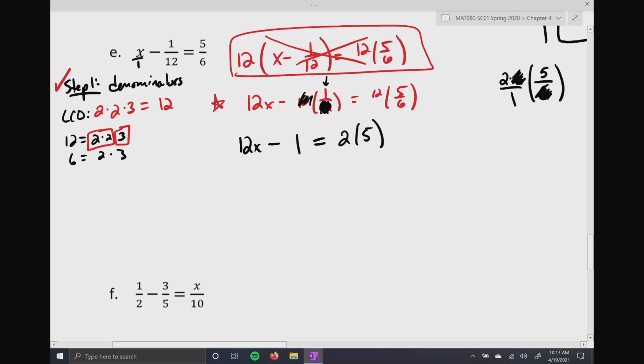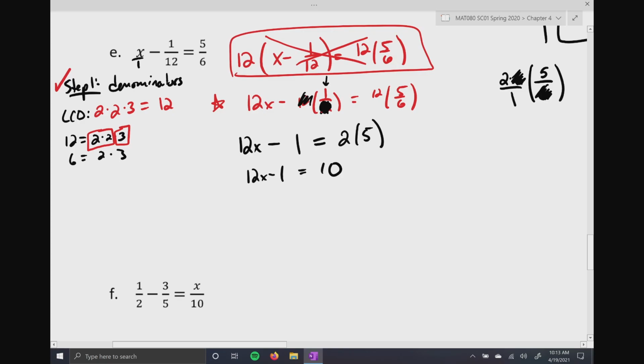So now I have 12x minus 1 equals 2 times 5, and 2 times 5 is 10. So step 2 is done. Step 3, I look on the left. Can I combine anything? The answer is no. I look on the right. Can I combine anything? The answer is no.